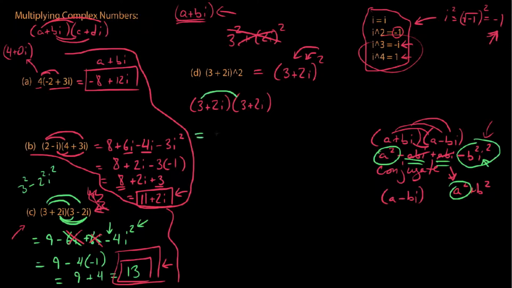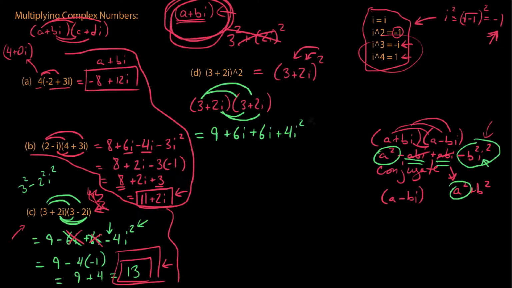We get 3 times 3 is 9. 3 times positive 2i, so there's our 6i that we got last time. But this time they don't cancel out, because we get another positive 6i, and then we end up with plus 4i squared. So a few things we need to say about this. First of all, we need to write our answers in standard form, a plus bi form. And you might be saying, oh, well, I got an i squared here. That's kind of not good.